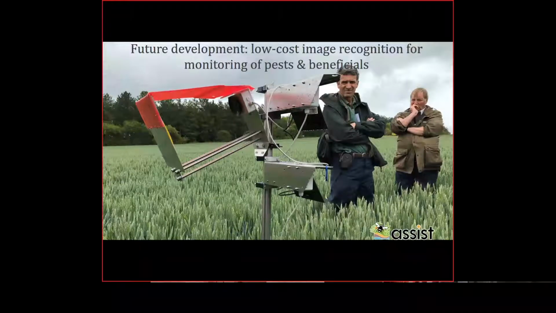And we're very much working with data scientists at the moment to develop image recognition techniques for rapid and low-cost monitoring of pests, but most importantly, beneficials. We've already got a mobile phone app which can use image recognition to identify plant species very effectively. We have one also that identifies moths and pollinators. And so the next step for us, the logical step, is to apply this image recognition technology to pests and beneficials.